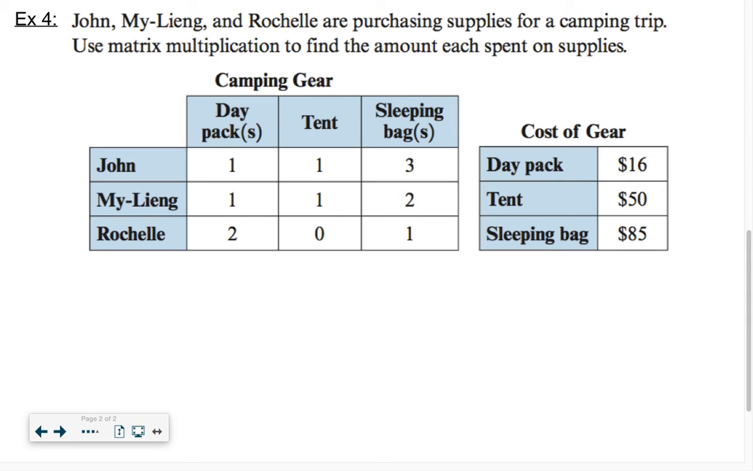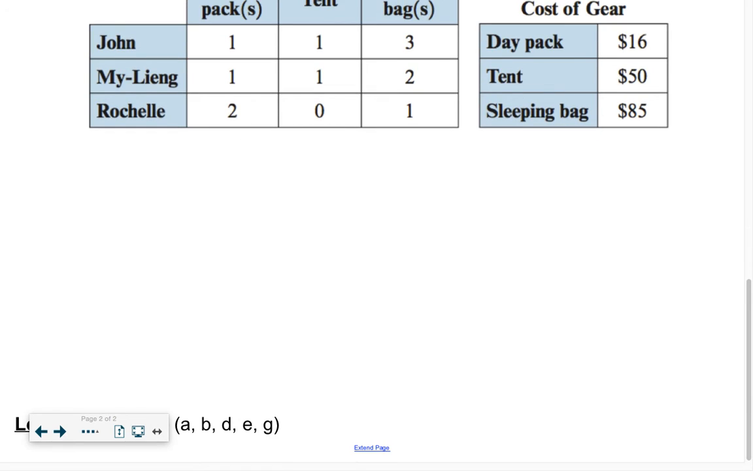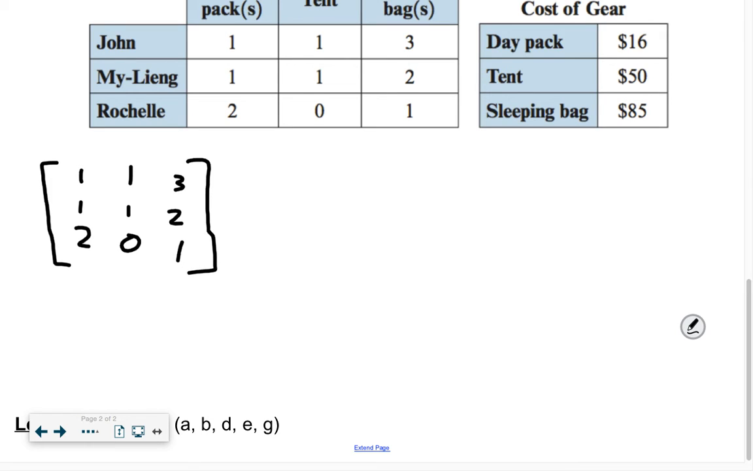So we have 3 people. They're getting ready to go camping. Here's their camping gear. Here's the cost for the gear. And actually what we can do is use matrix multiplication to figure out how much each person spent altogether. Let's start with this first matrix. We did this the other day. Just take the table and turn it into a matrix. And what we are going to do is times it by the second one.